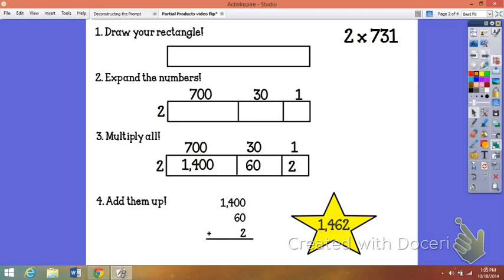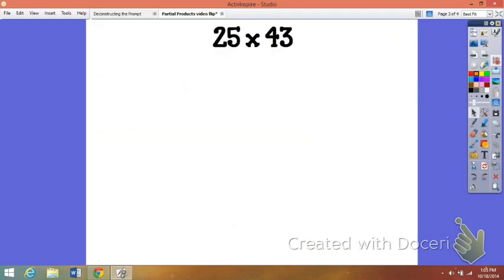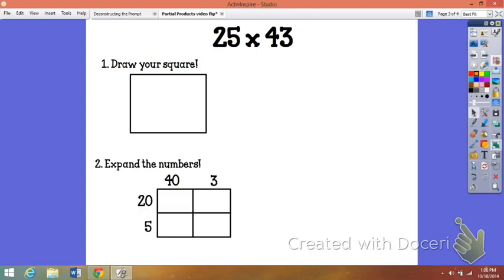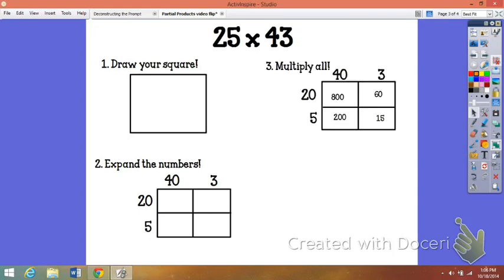You can also use the partial product strategy to solve a 2-digit by 2-digit number, and it's still 4 easy steps, but this time I tell the students to draw a square. Because when we move on to step number 2 and expand our numbers, we need to expand both numbers out. And this box can get a little bit more confusing, but if they just stick with step number 3 and multiply all, they know to go 20 times 40, 20 times 3, 5 times 40, and 5 times 3.